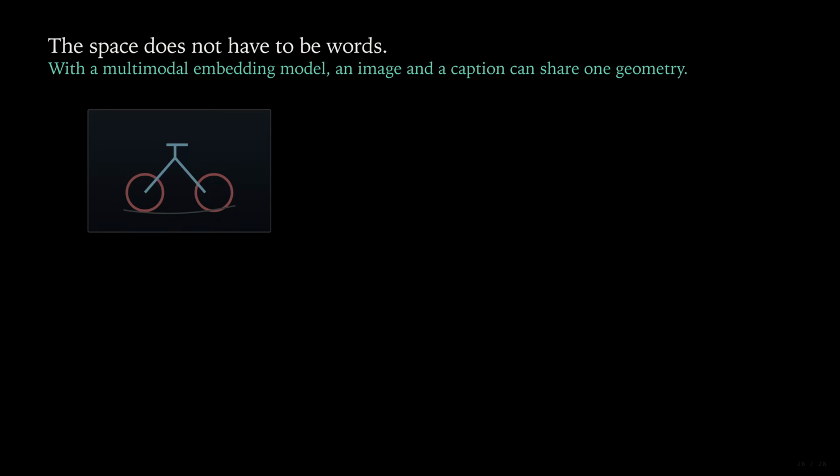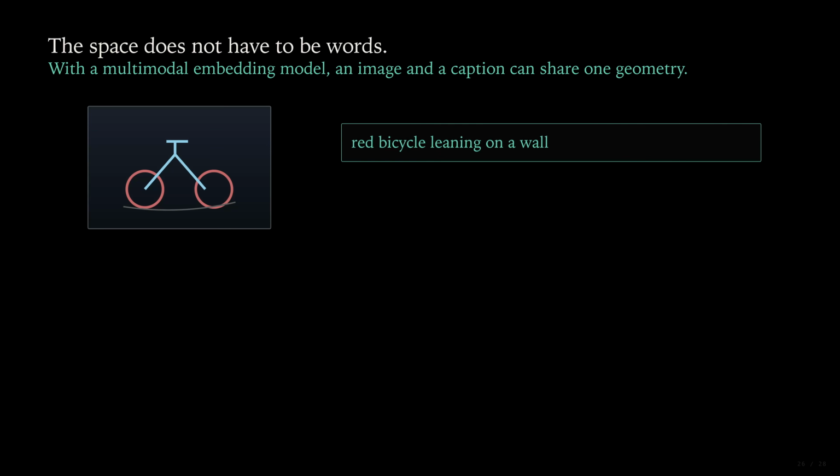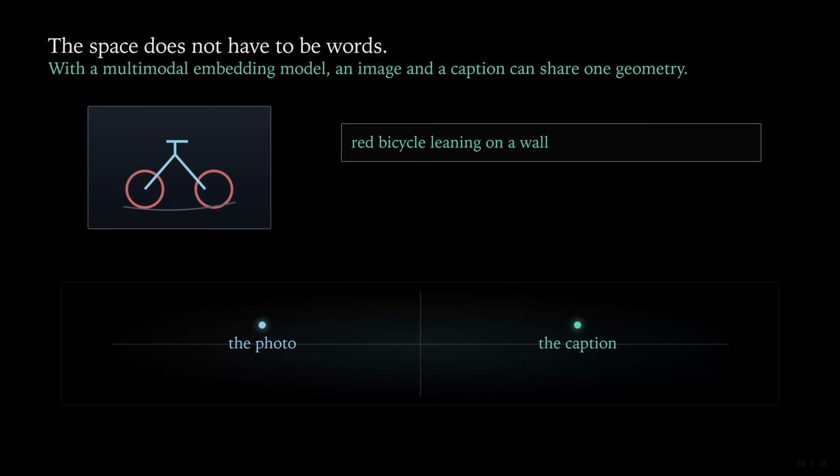One last expansion, because the space does not have to be words. With a multimodal embedding model, like CLIP and models like it, you put an image and a caption into the same geometry. Search a photo by typing "red bicycle leaning on a wall," and you are not matching pixels to letters. You are asking which image point sits nearest that sentence point. Same nearest neighbor job. Different kind of object. And that is why multimodal search can work without a caption on every file.